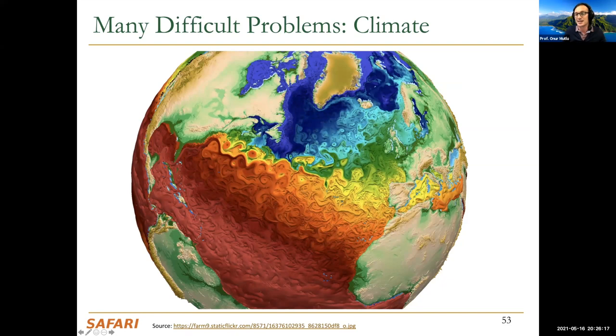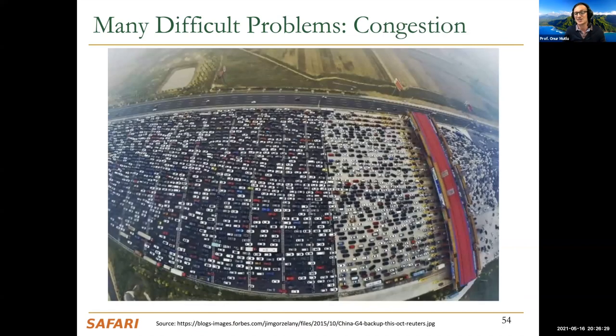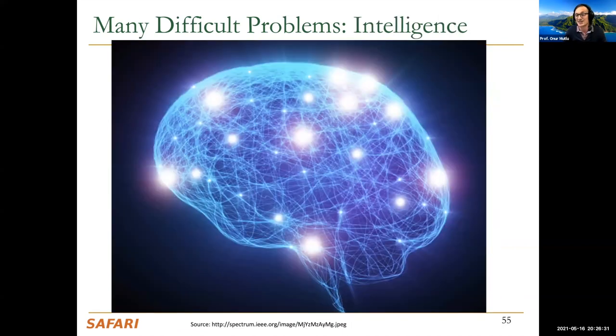And some of the problems are getting even more challenging today. Climate is a huge one. Even though some people deny that climate issues exist, scientists, I think, agree that they do exist and this could be becoming much worse. Congestion is another example. Intelligence, understanding what's going on at the very basics of intelligence, is going to be more important for us. And this ties into psychology as well.